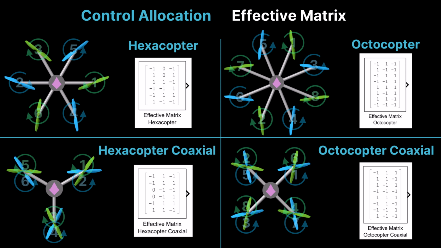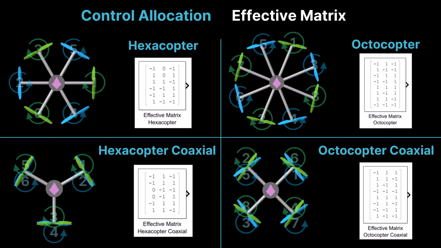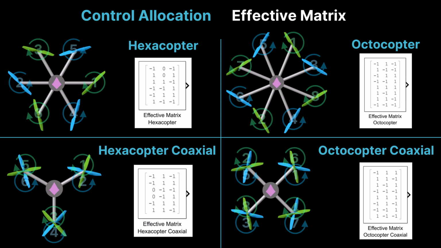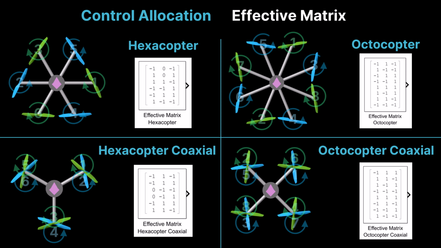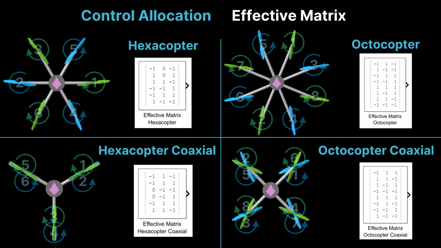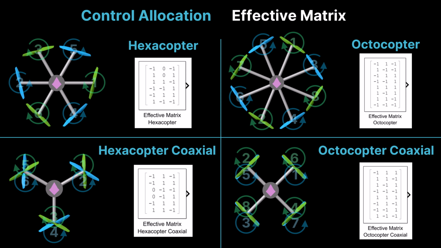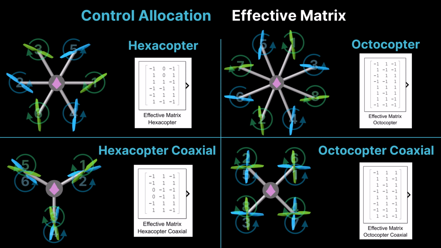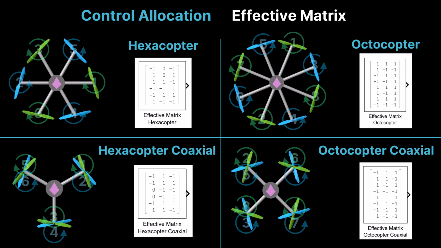Multicopters come in various airframe types. While the quadcopter is the most common, other types include hexacopters, octocopters, and their variations. Each airframe configuration has a corresponding effective matrix that describes how individual rotor thrusts contribute to the total forces and moments acting on the vehicle.